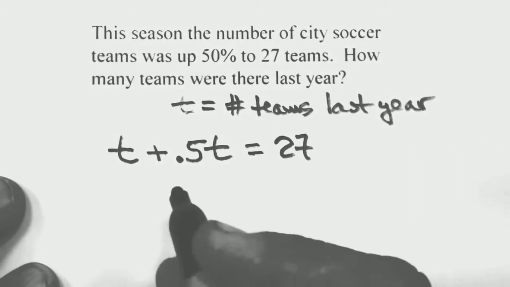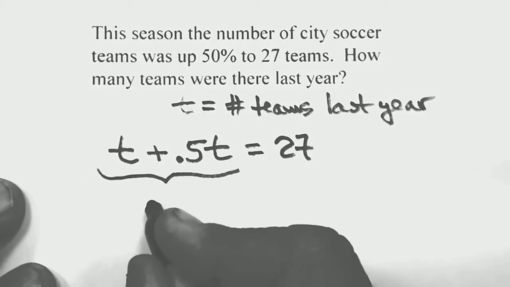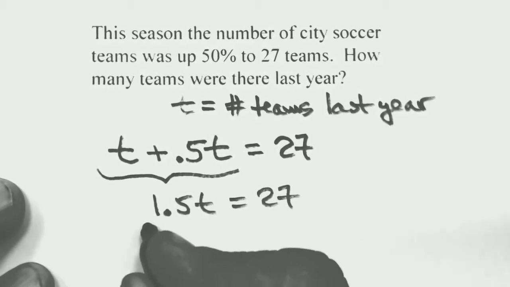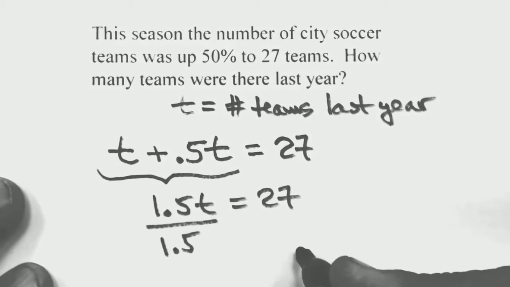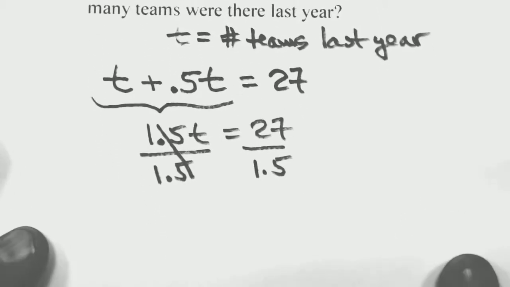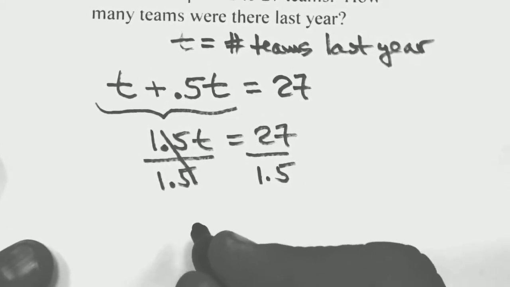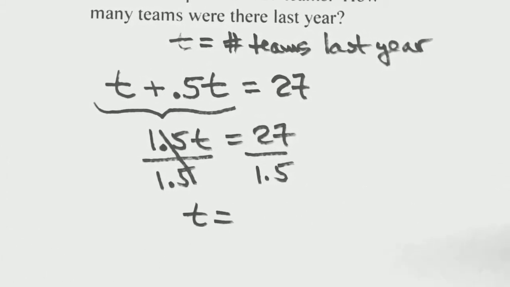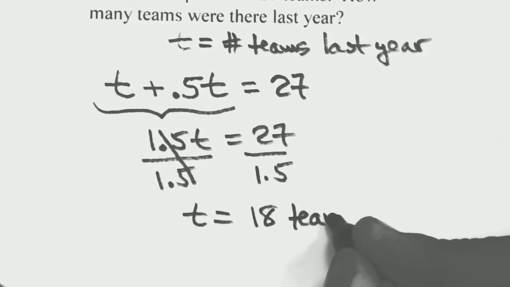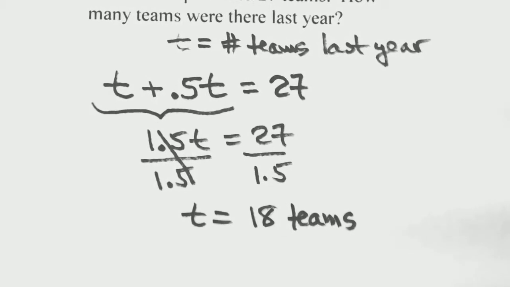Well, here we go again. We've got like terms. Combine these. We get 1.5t equals 27. Divide, of course, both sides by the 1.5. Here it goes. Okay. The 1.5s cancel out. That's, of course, why we did it. So we end up now with t equals, and you could figure this one out in your head, but let's go ahead and use our calculator. Take the 27 and divide by 1.5, and you come up with 18, and of course it's teams here. So what did we have last year? 18 teams.